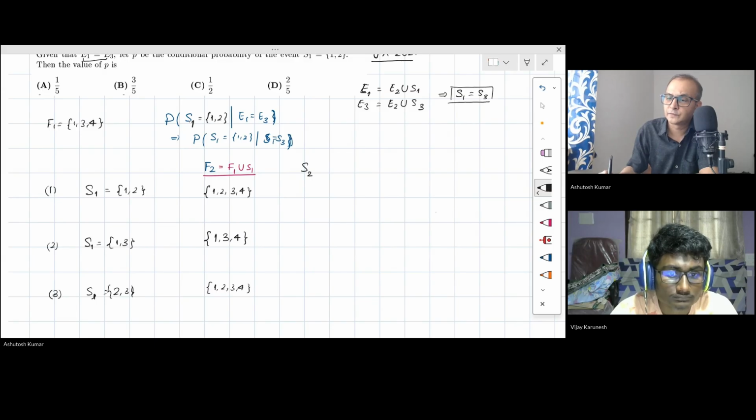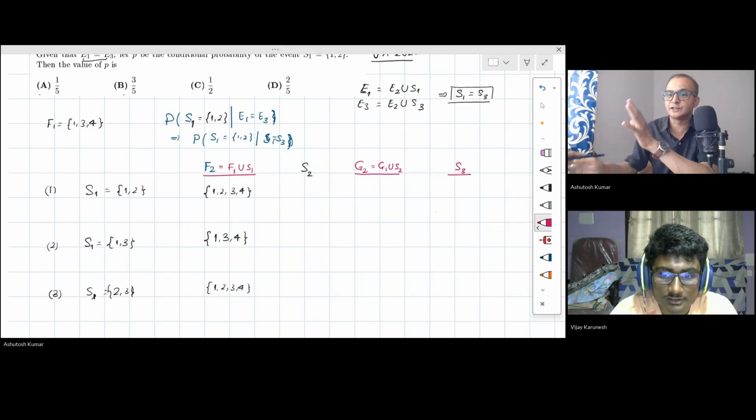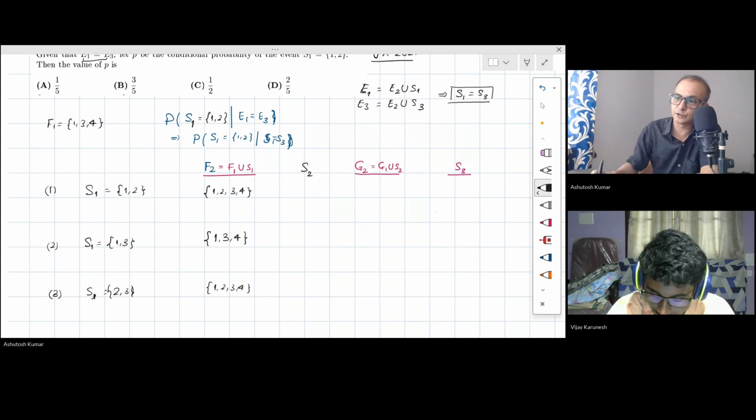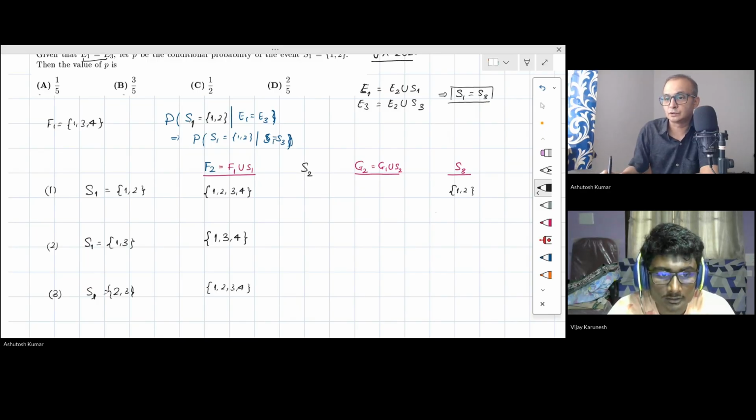What is S2? S2 we have taken from here. And G2 is G1 union S2, and finally I have S3. Now S3 wants to be S1, so we first fix this thing. And this again should be {1, 2}. If this wants to be {1, 2}, it means {1, 2} should go through S2 to G2 to S3. Do you understand what I'm saying?